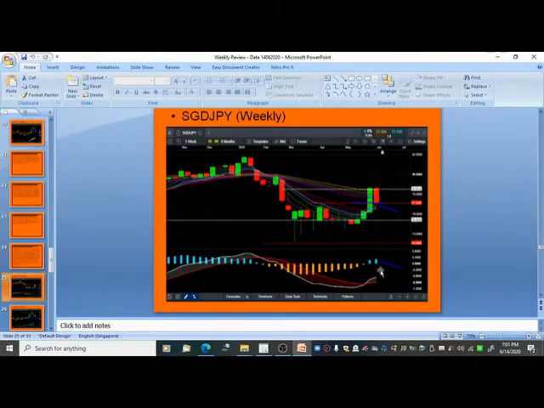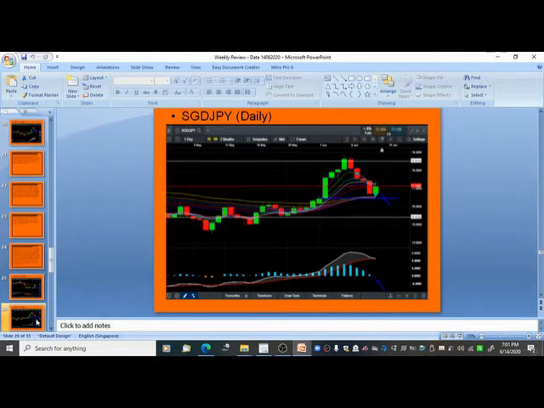So what we can see here, this is the MACD now, it continues to the second positive bar here, and the line crossover is already done and carried forward here. Alright, let's move to the daily.